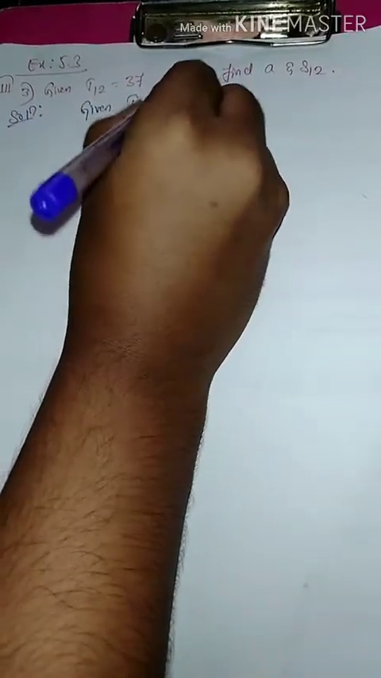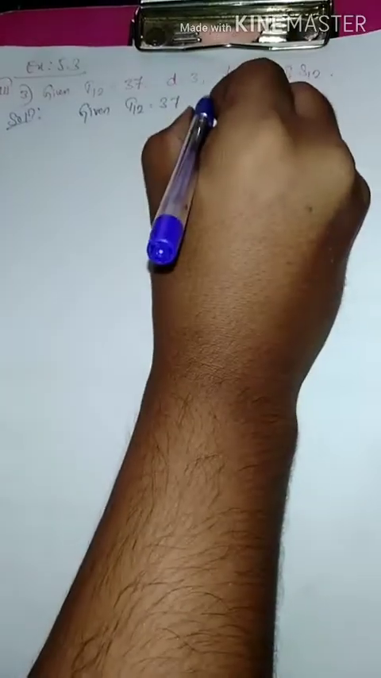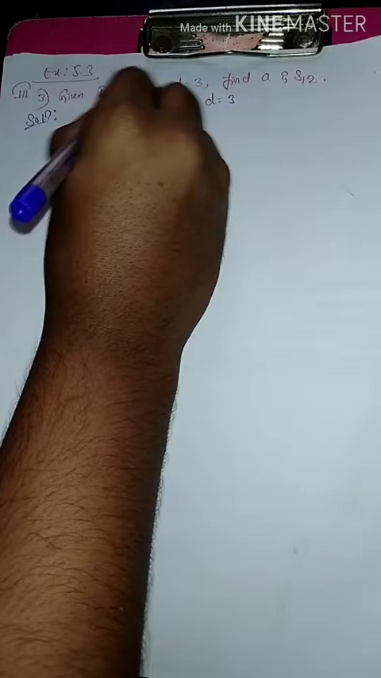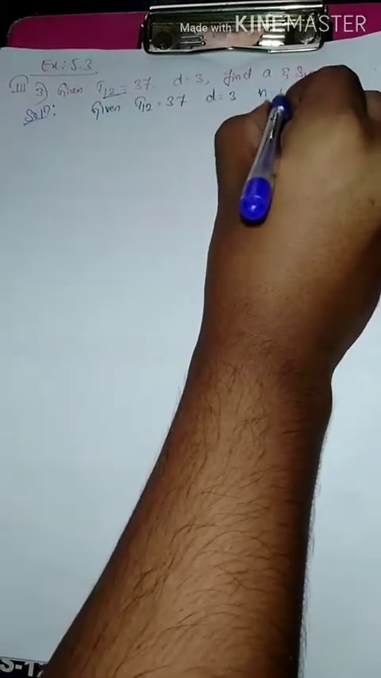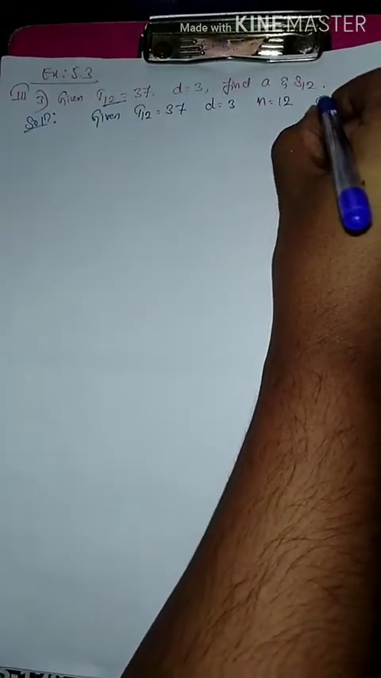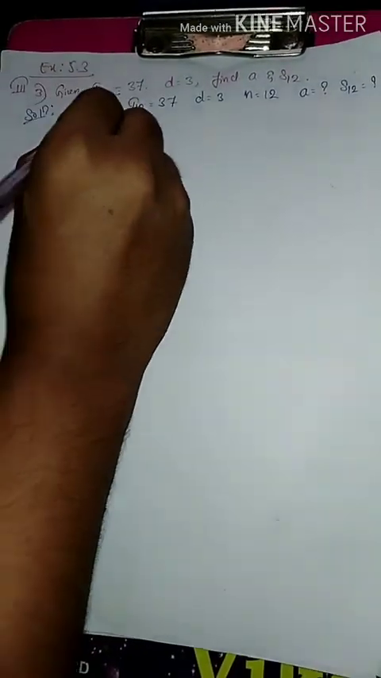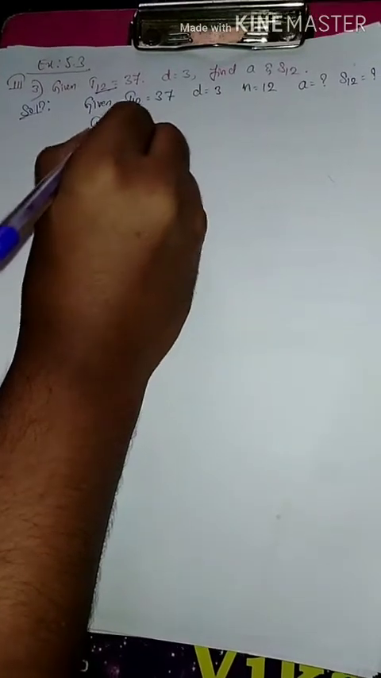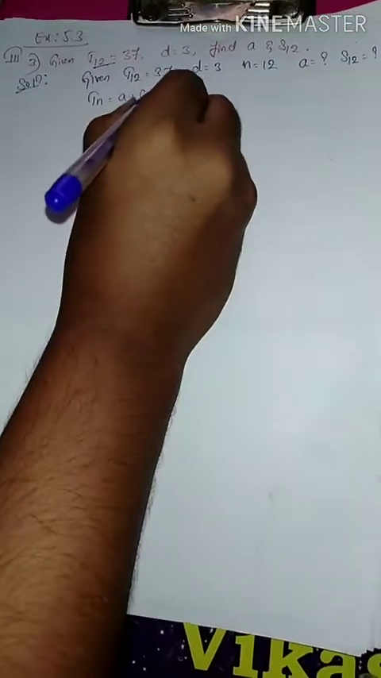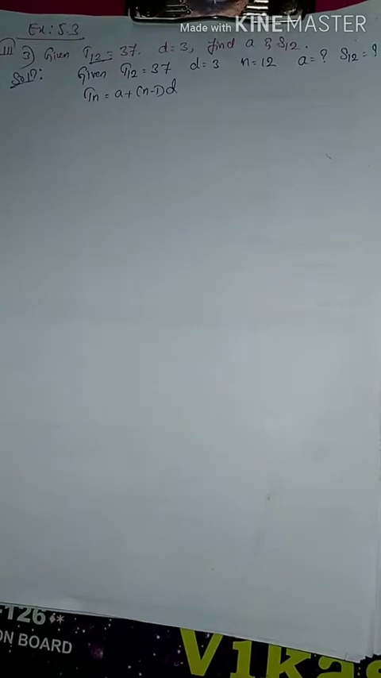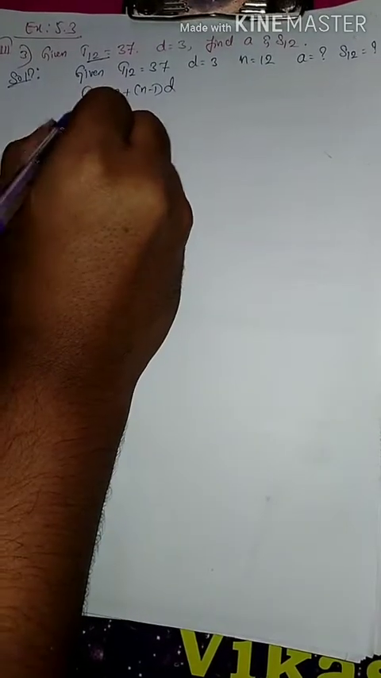T12 is equal to 37 and common difference D is equal to 3. So here n is also given, n is equal to 12. We need to calculate the first term and the sum of 12 terms S12. So using the formula Tn is equal to A plus n minus 1 into D, we can calculate the value of A. So n is nothing but 12.